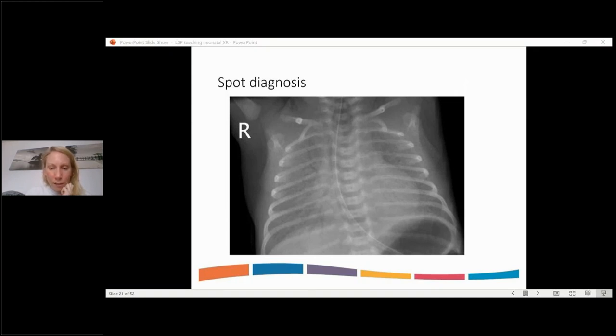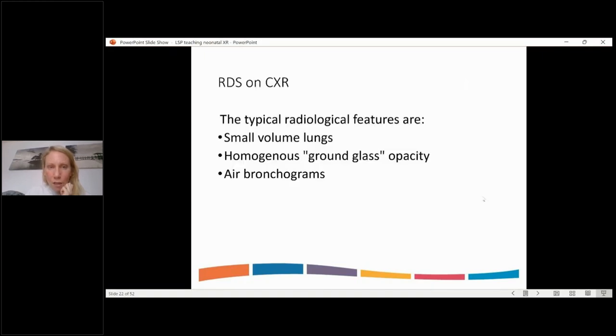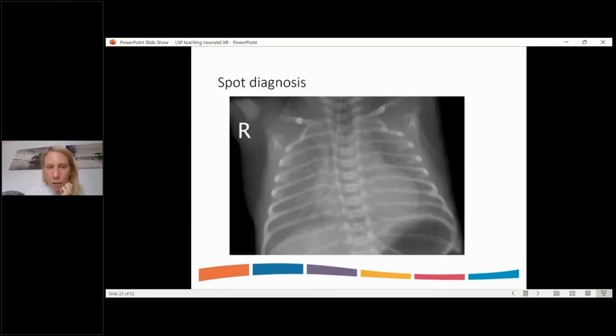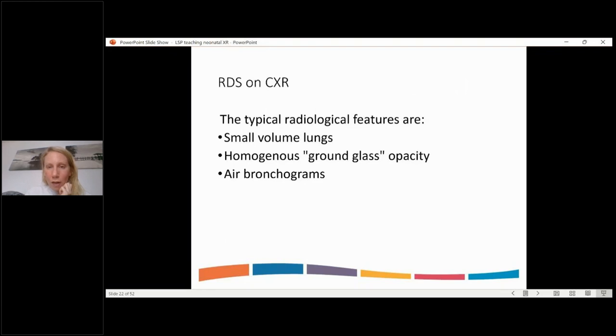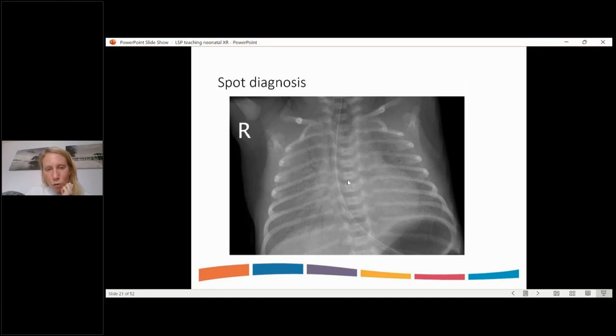Yeah, RDS. Well done. And then the reason why this is RDS is small volume lungs, homogeneous ground glass opacity, and air bronchograms. And just when you're thinking about what this ground glass opacity actually looks like, it's this general uniform haziness throughout the lung, and you can see these air bronchograms. And depending on the severity of the RDS, depends on how homogeneous this is. So the lungs might look completely white, or there might be more areas of aeration.